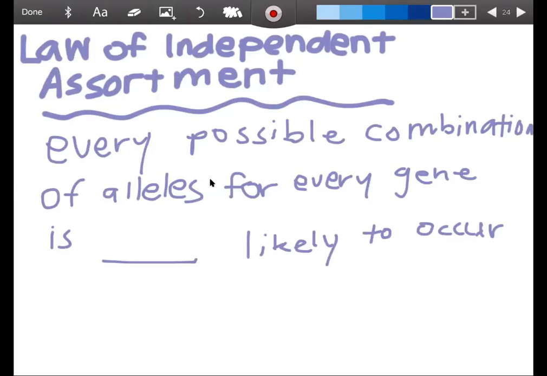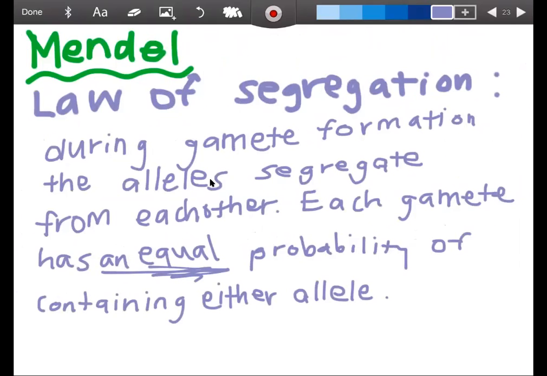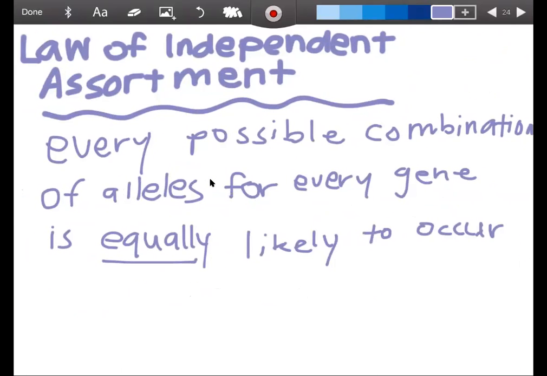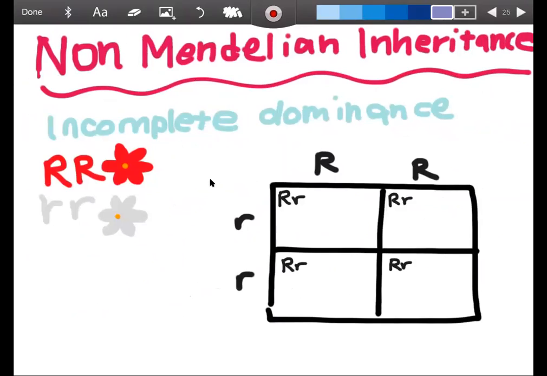And then for Mendel's law of independent assortment, it's pretty much the same case. Every possible combination of alleles for every gene is equally likely to occur. So these are Mendel's law of segregation and Mendel's law of independent assortment. Each allele is equally likely to occur. And this is the case that he saw in his pea plants, like we said before. Each allele, you could either have dominant or recessive. It's equally likely to occur in each of the gametes.